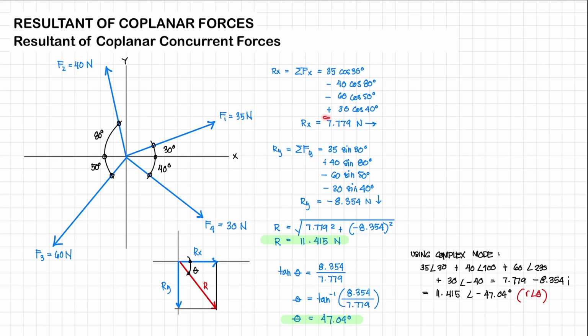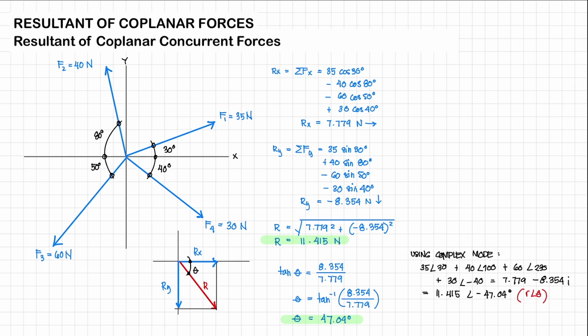And then we take the summation of this, and what we get is the horizontal component of our resultant, Rx, which is 7.779 newtons. Since this is positive, that means it is acting towards the right side. All right. Next, for the y component of our resultant, just sum up the vertical components of all the forces involved.